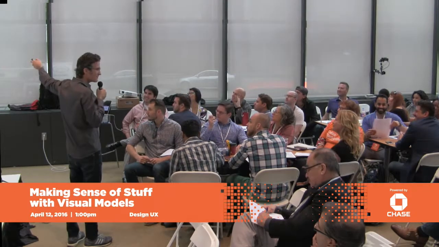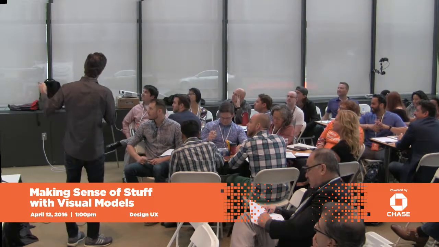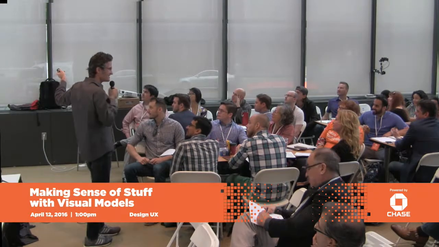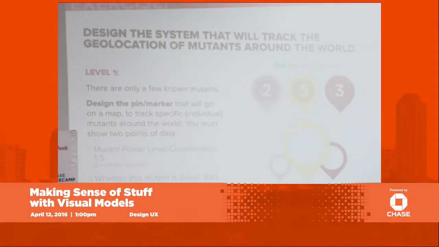I know half of you were thinking about this, and the other half of you were saying, well, what about this, right? You can't do either of these. I want you to think about other ways you could represent these two points of data. Again, each mutant is a pin on a map, and you want to make sure the pin represents those two points of data.